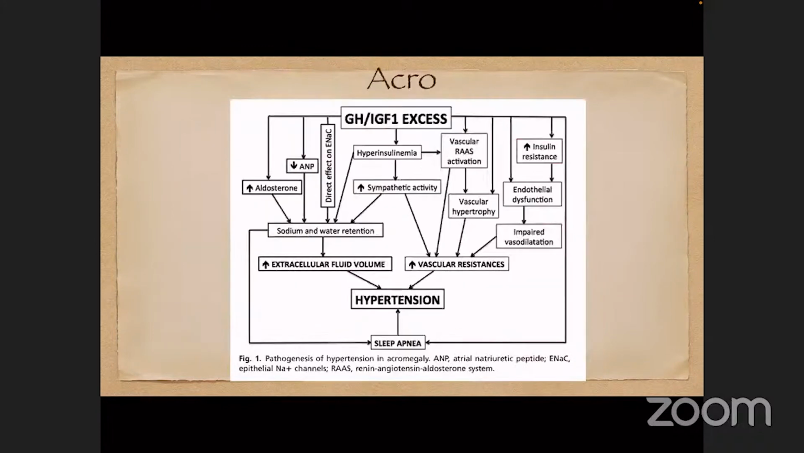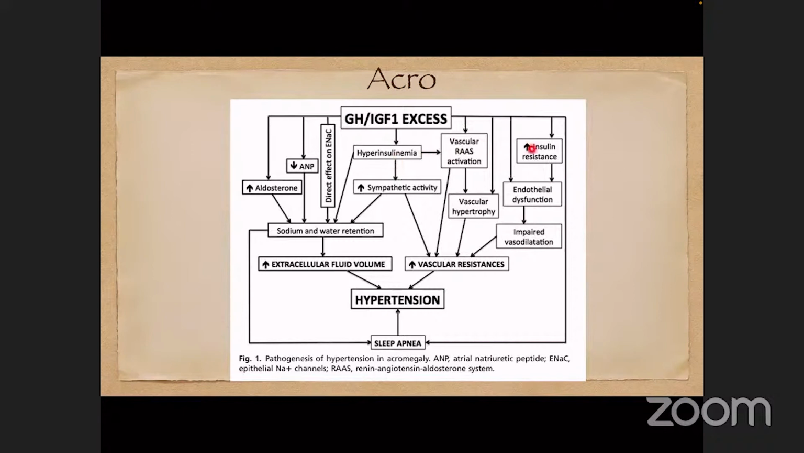Now, if you look at acromegaly, again, here you can see that GH is known to have direct action on the RAS. It can activate RAS. It also has some action on direct aldosterone secretion and direct action on the ENaC as well. So GH and IGF-1 excess has multiple ways of activating the entire renin-angiotensin-aldosterone system.